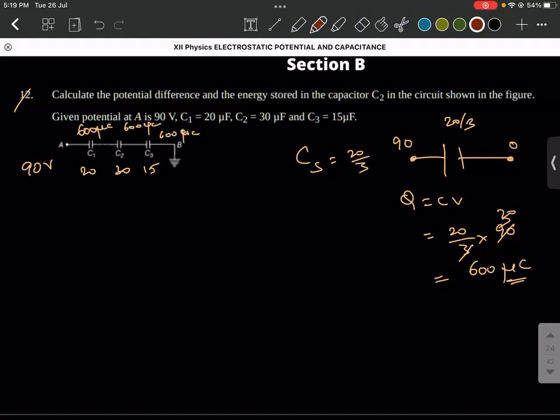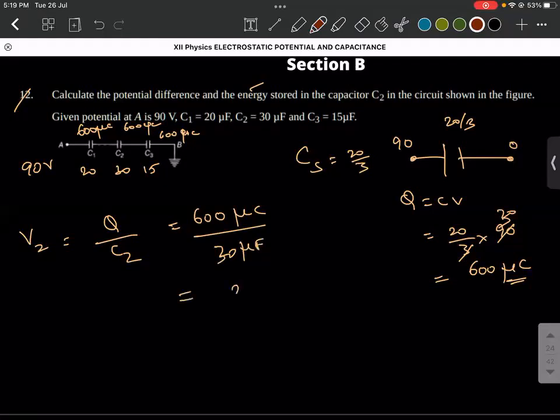And what are they asking us? You need to find the potential difference across C2. So V2 is equal to Q divided by C2. What is Q? 600 microcoulomb divided by C2, which is 30 microfarad. So it will be 20 volt.